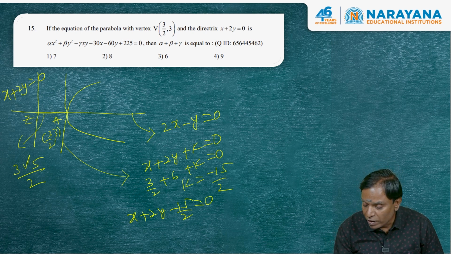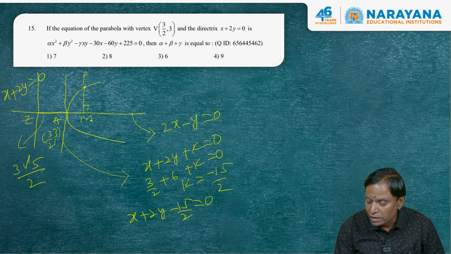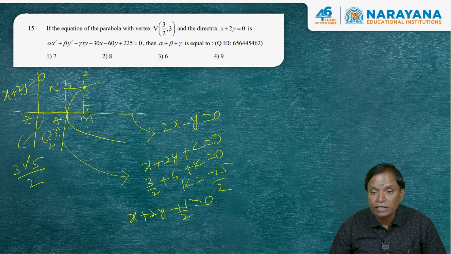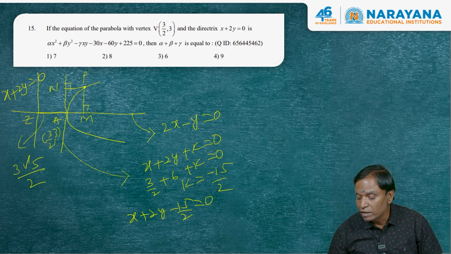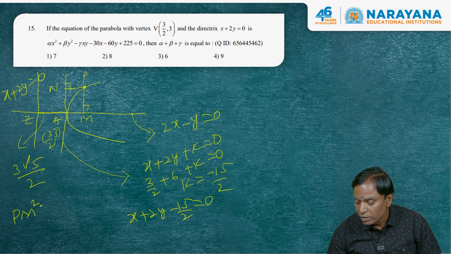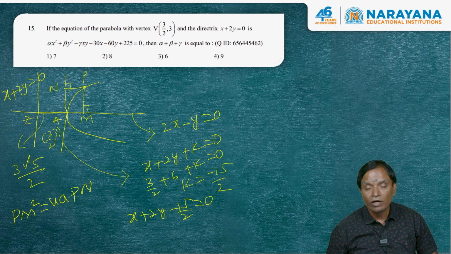Now take any point on the parabola, P. From here drop the perpendicular to the axis. If I say this is M, drop the perpendicular to the tangent at vertex. If I say this is N, by using the standard equation of the parabola, you can say the equation of the parabola is PM square is equal to 4a into PN. Now you can find PM, the perpendicular distance of the axis from P. You can find PN, the perpendicular distance of the tangent at vertex from P. You know a, you can calculate 4a.